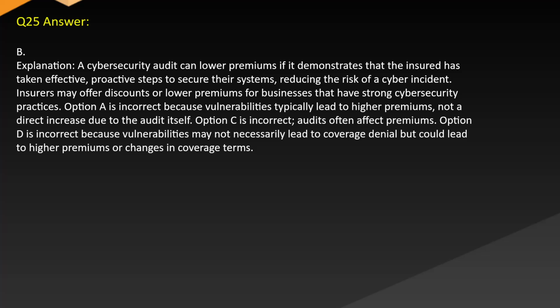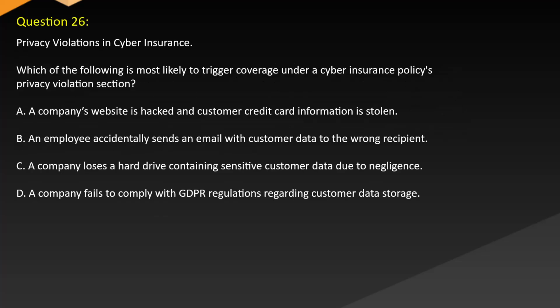Option A is incorrect because vulnerabilities typically lead to higher premiums, not a direct increase due to the audit itself. Option C is incorrect. Audits often affect premiums. Option D is incorrect because vulnerabilities may not necessarily lead to coverage denial, but could lead to higher premiums or changes in coverage terms.